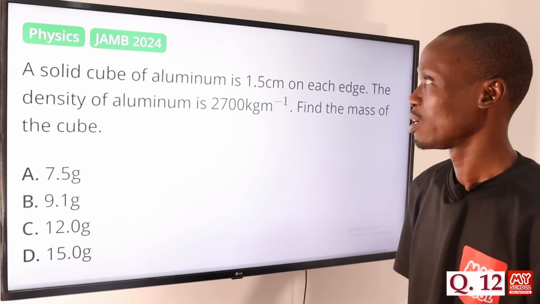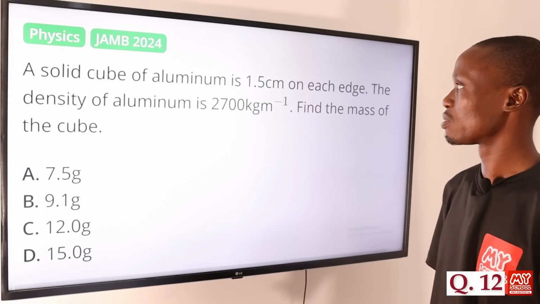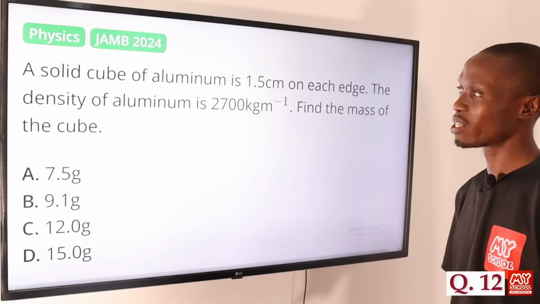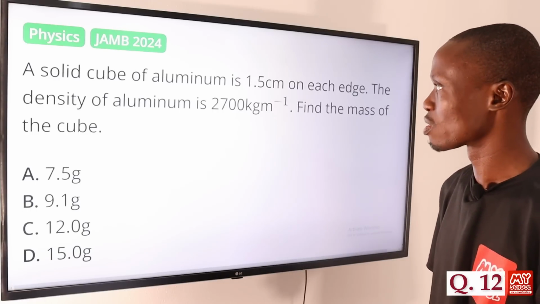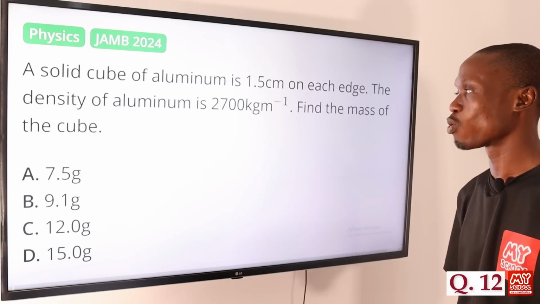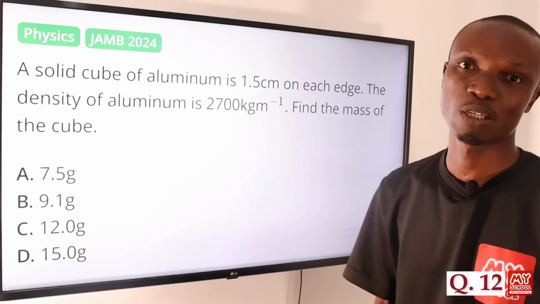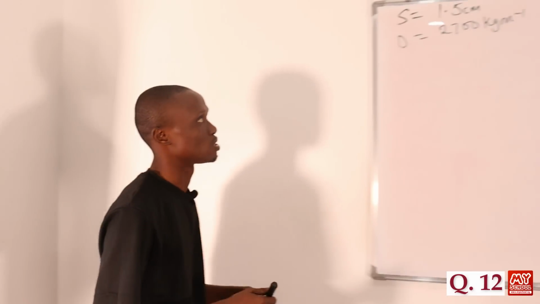Question 12. A solid cube of aluminium is 1.5 centimeter on each edge. The density of aluminium is 2,700 kilogram per meter cubed. Find the mass of the cube. So let's move over to the board to provide answer to this question.